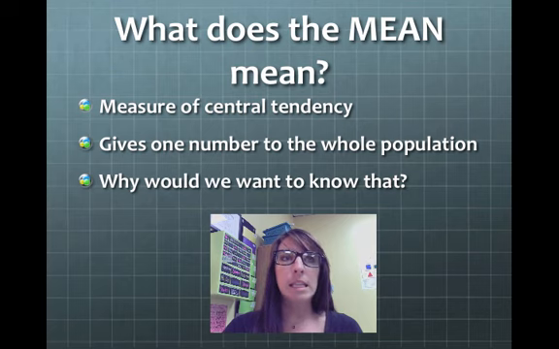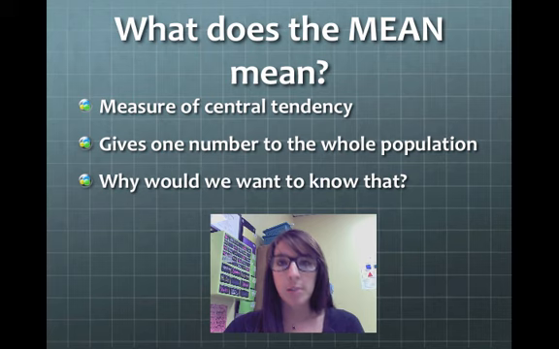We can say something like the average test score was 75 on the first test and the average test score was 90 on the second test. Well, that tells you that the second test, the students did better. It gives us one number to start analyzing data and to start learning stuff about our population.